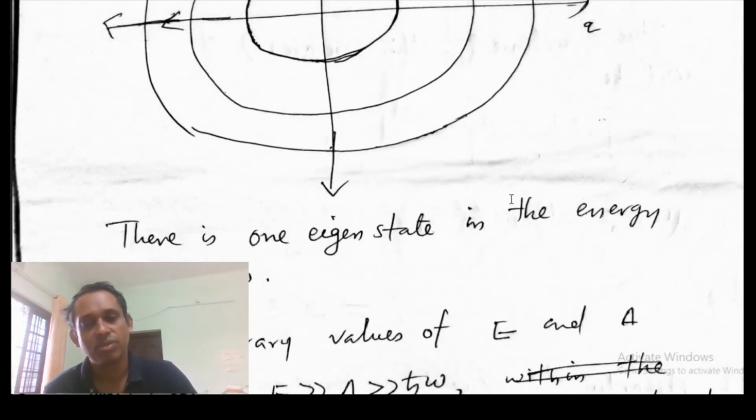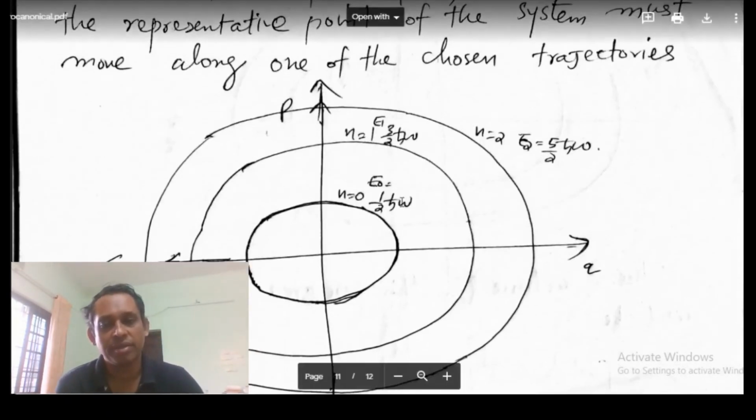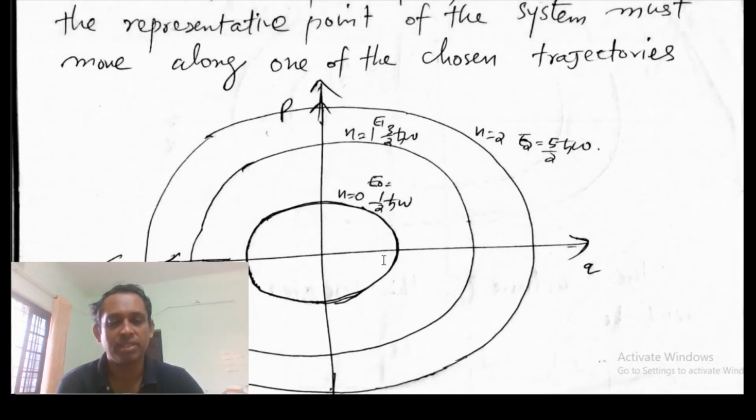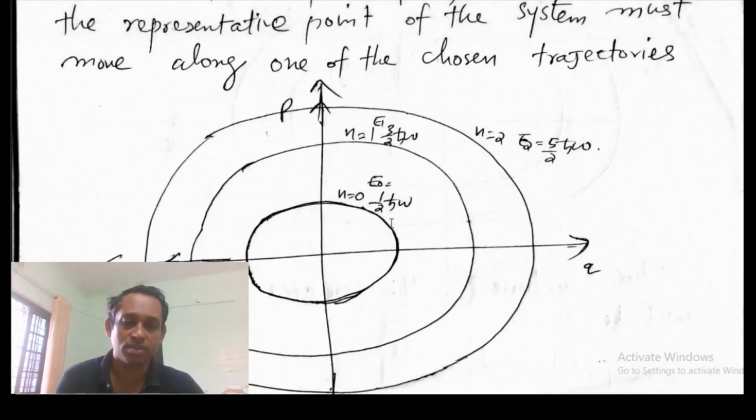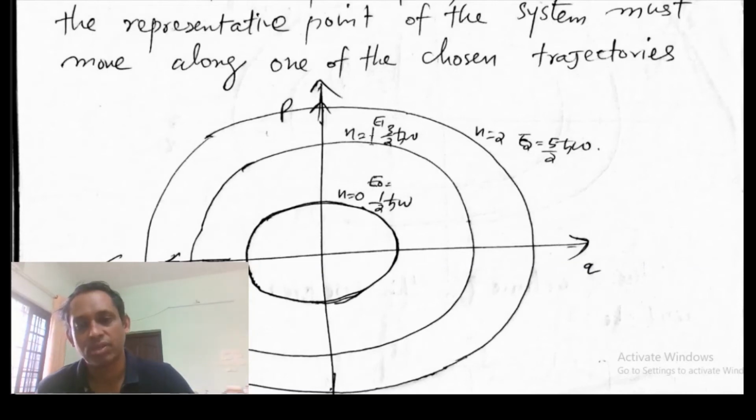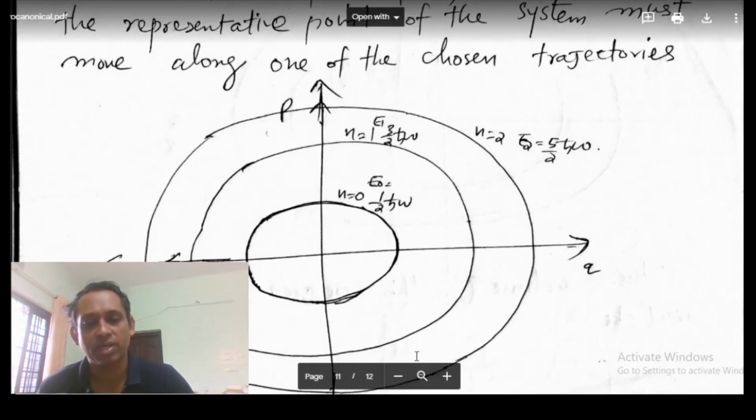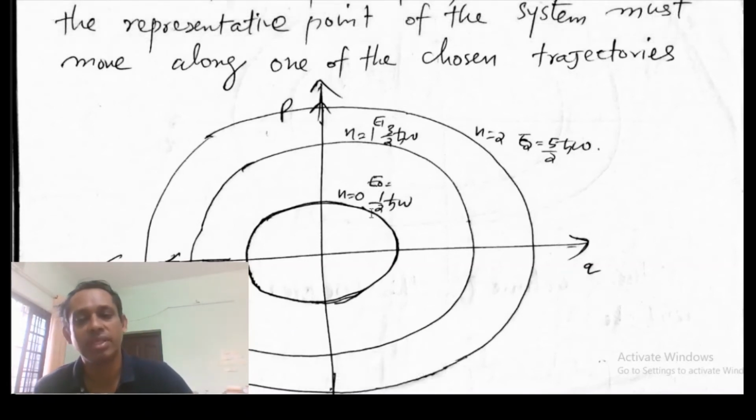Okay, so here we see this is an eigenstate. This is a trajectory corresponding to eigenstate n equal to 0, energy of ½ħω, and then there are no eigenstates or possible states in between ½ħω and 3/2 ħω. For n equal to 1 we have this state, and for n equal to 2 we have this 5/2 ħω. So in between you don't see any eigenstate.